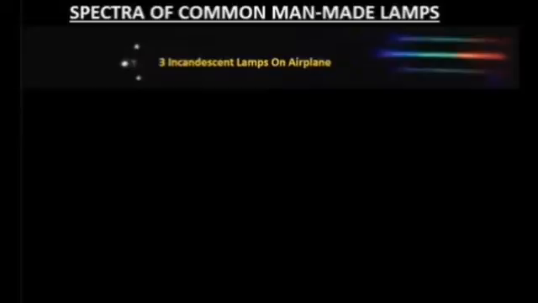First, incandescent. Here we have an airplane with 3 incandescent lamps. You can see the spectra on the right, which is a continuous band of light from the blue to the green, yellow, and red.